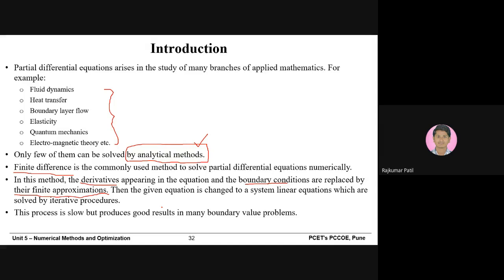Even though this process is very slow, it provides very good results in many boundary value problems. So that's why finite difference has become more and more popular and widely used. And yes, of course, you can use computers to solve such types of problems.